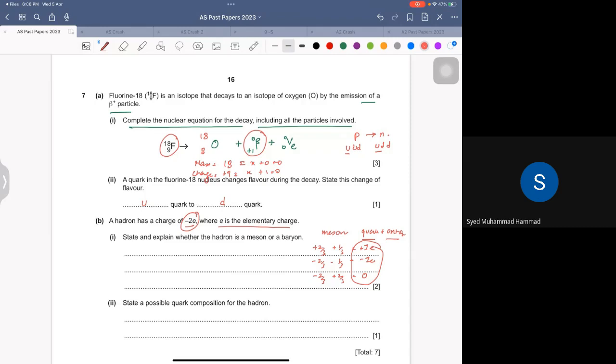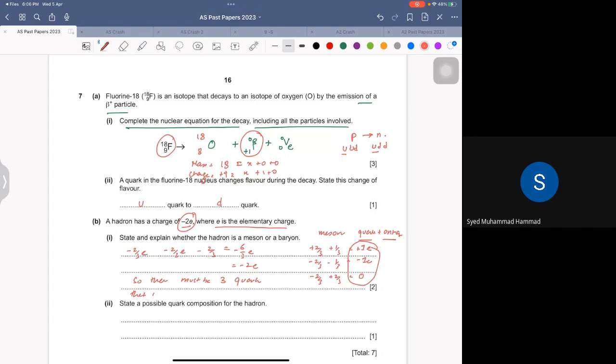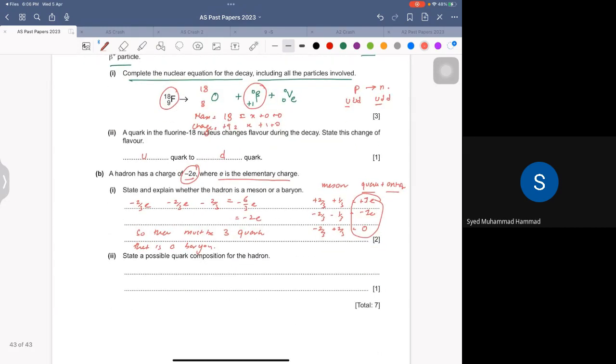The only way to do this is that there has to be something like minus 2 by 3e, minus 2 by 3e, minus 2 by 3e. So this is going to be minus 6 by 3e, which is minus 2e. So there must be 3 quarks, and that is a baryon. A baryon consists of 3 quarks. Remember this. And then it says state a possible composition of this hadron.